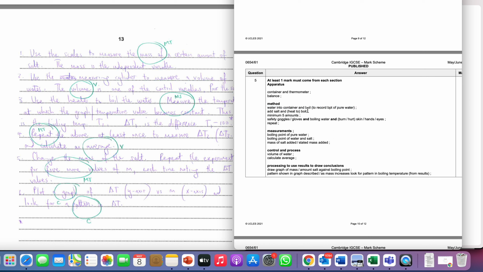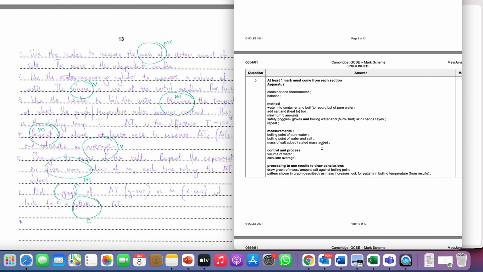The idea of adding the salt, okay, the idea of doing it a certain number of times, and this is quite a nice one, the idea of using safety goggles, okay, but crucially repeating your measurements so that you can then average a bit later on. Okay, you've got to measure the boiling point of the water and salt. You've got to measure the mass of the salt. These are all fairly simple steps which a good method should cover.